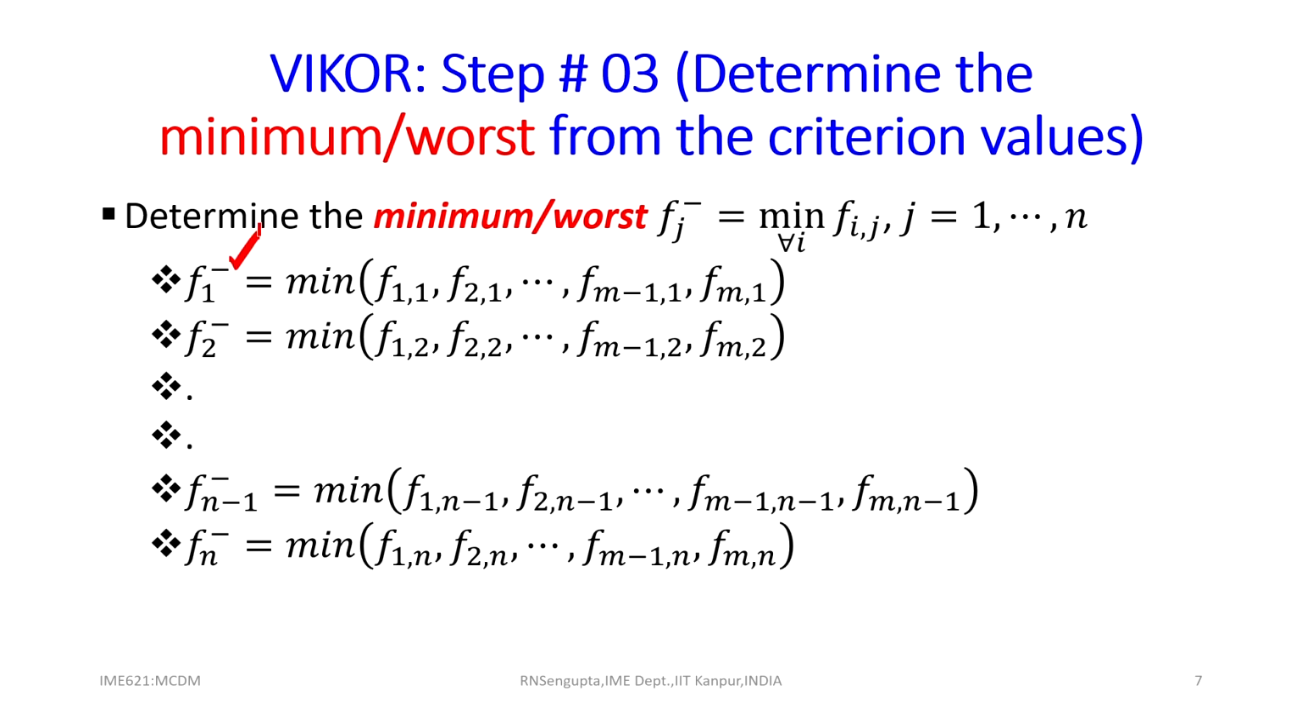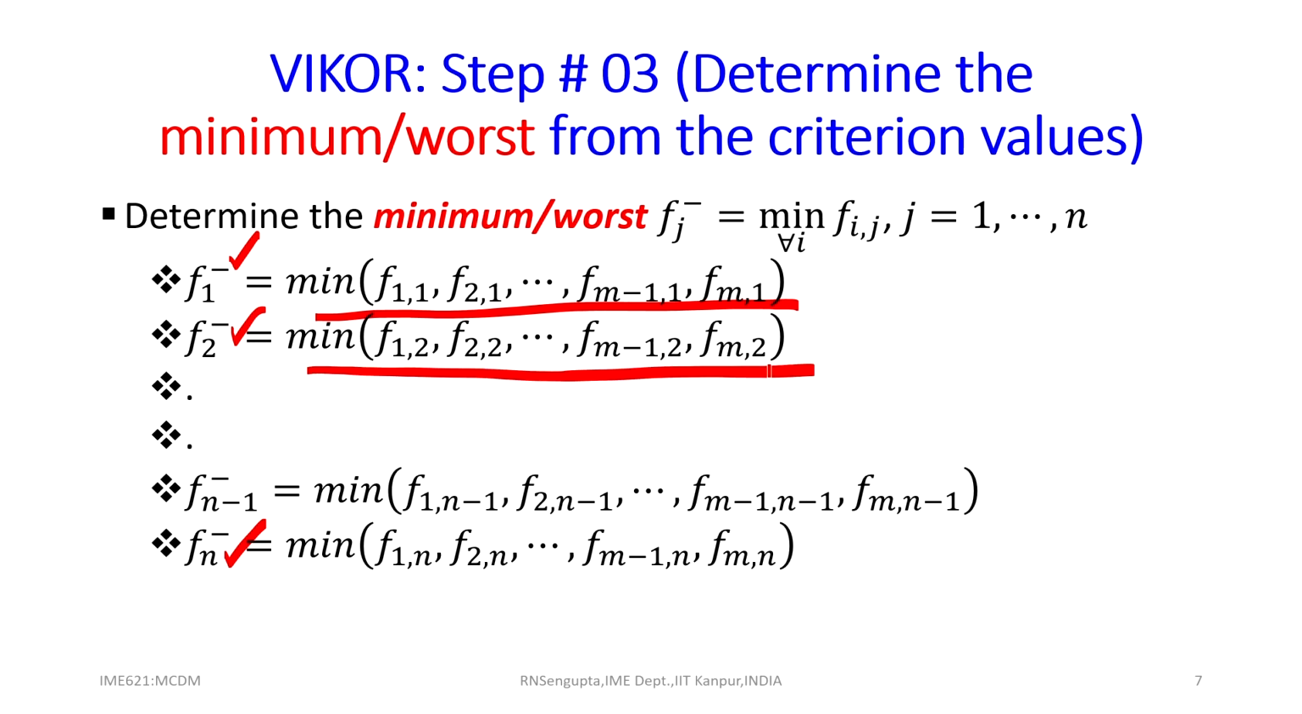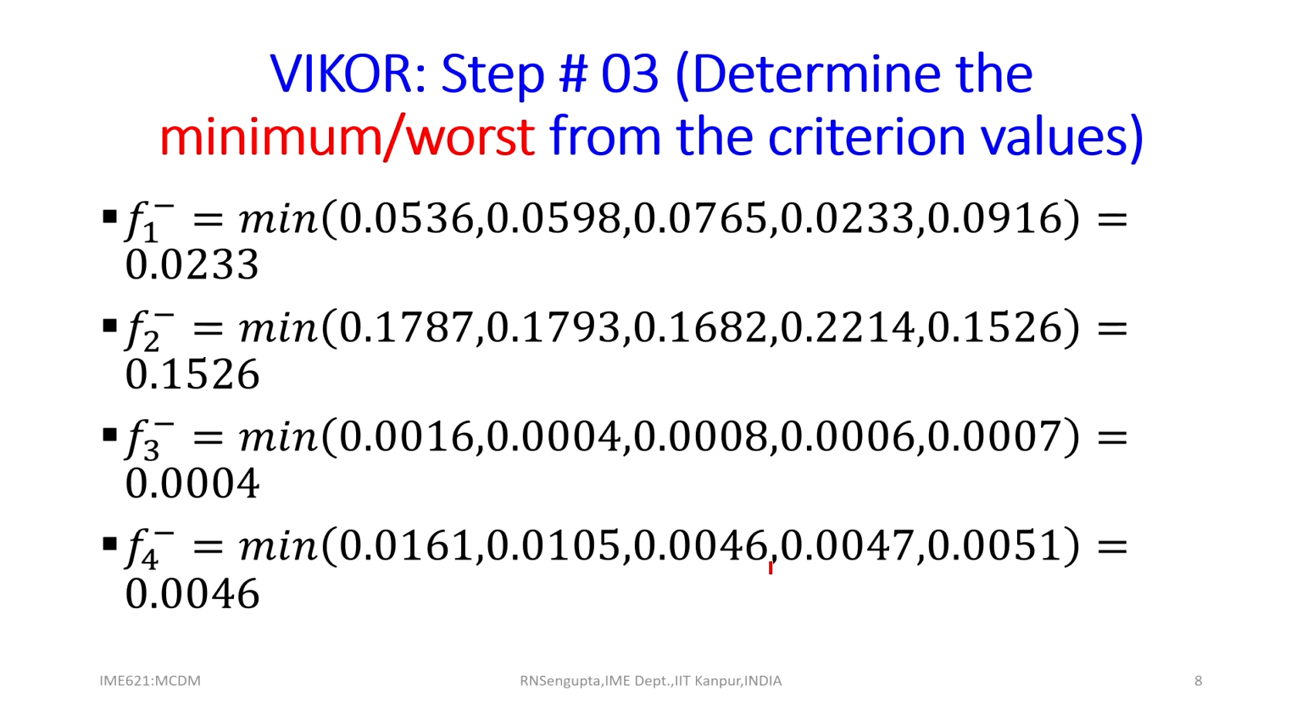F1 minus is for the first criteria, all the alternatives. F2 minus for the second criteria, all the alternatives. Fn minus is basically for the nth criteria, all the alternatives, and it is given here. First alternative, second alternative, last alternative. Again, when I find out the minimum, I am just marking the minimum word, so there is no confusion.